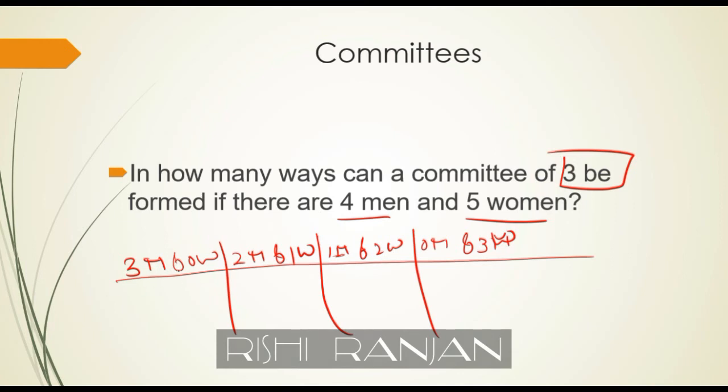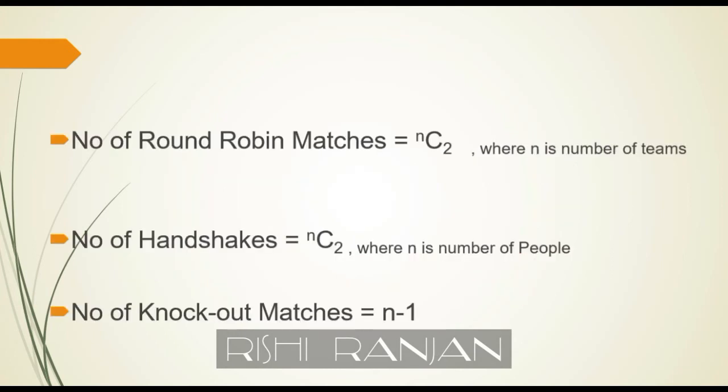Now let's come back here. 3 men, 0 women. Out of 4 men, 3 men selected, and out of 5 women, 0 women selected. Here, out of 4, 2 selected, out of 5, 1 selected. Out of 4, 1 selected, out of 5, 2 selected. Out of 4, 0 selected, out of 5, 3 selected.